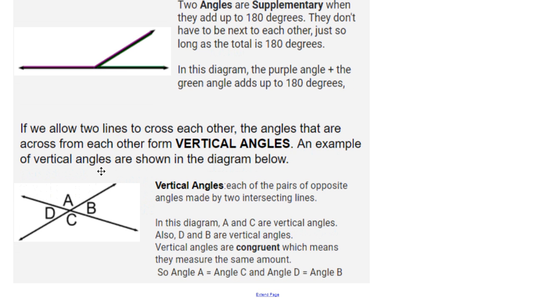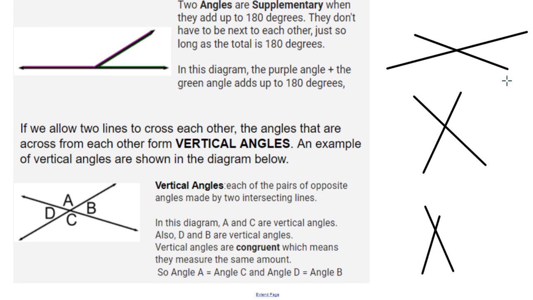Now what we're going to do is take two lines and allow them to cross each other like an X. It doesn't matter how steep or not steep these lines intersect each other. They might look like this, they could look like that, they could look like this. It doesn't really matter. They could look like a coordinate plane. Vertical angles is another type of angle relation.